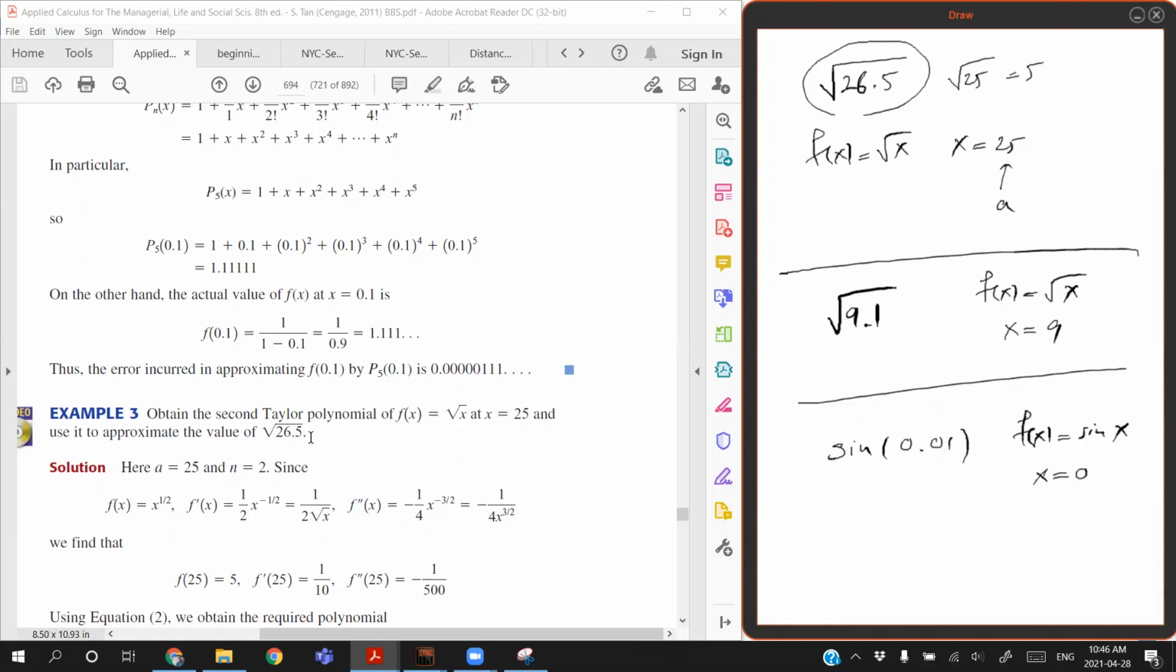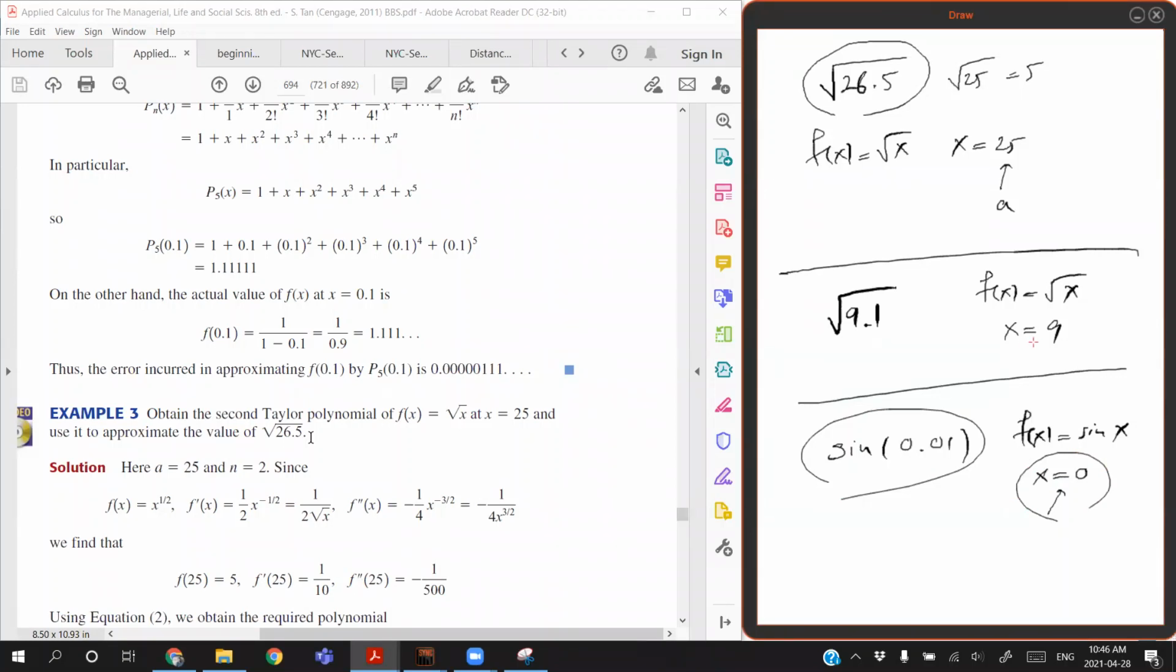0.01 is very close to 0. And also, I can easily figure out what sine of 0 is, what cosine of 0 is. Sine of 0 is 0, cosine of 0 is 1, and then the derivatives, any order derivative of this function, I can easily figure out the value at this point. Yeah, so these are the criteria.